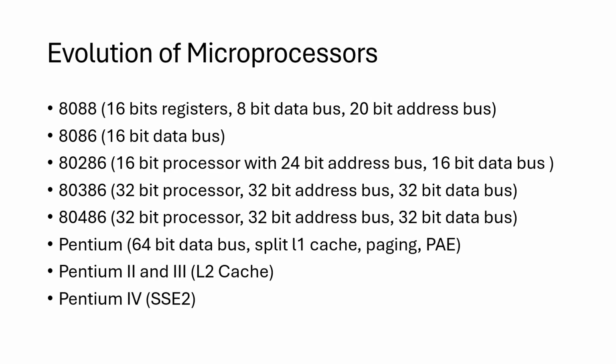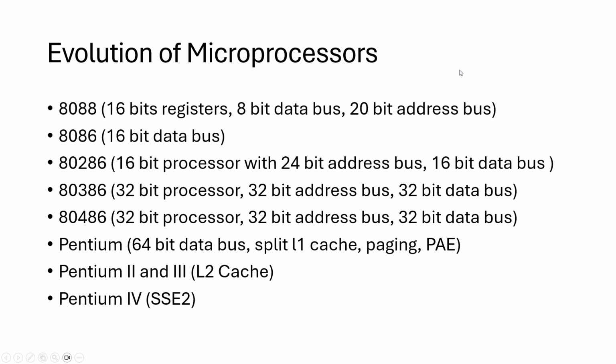So let's have a look at the evolution of microprocessors. Previously, in the initial days, the 8088 microprocessor was introduced by Intel, and it had 16-bit registers and an 8-bit data bus. Using the 16-bit registers, 8-bit data bus, and a 20-bit address bus, it was possible for this processor to address up to 1 million bytes of internal memory.